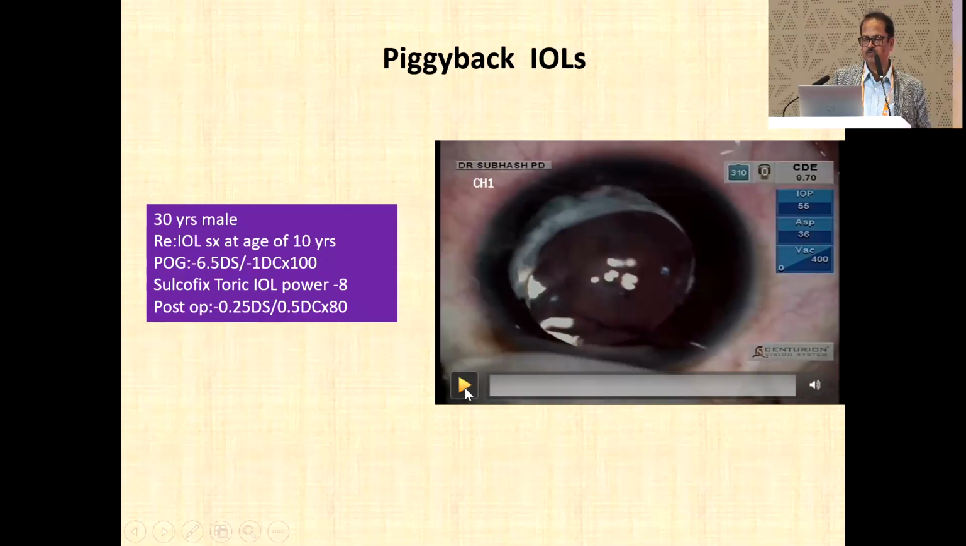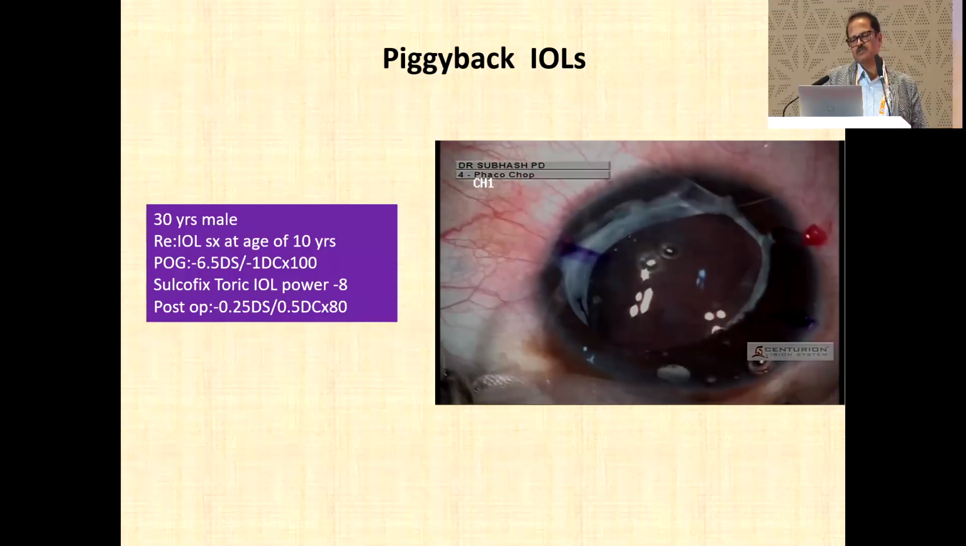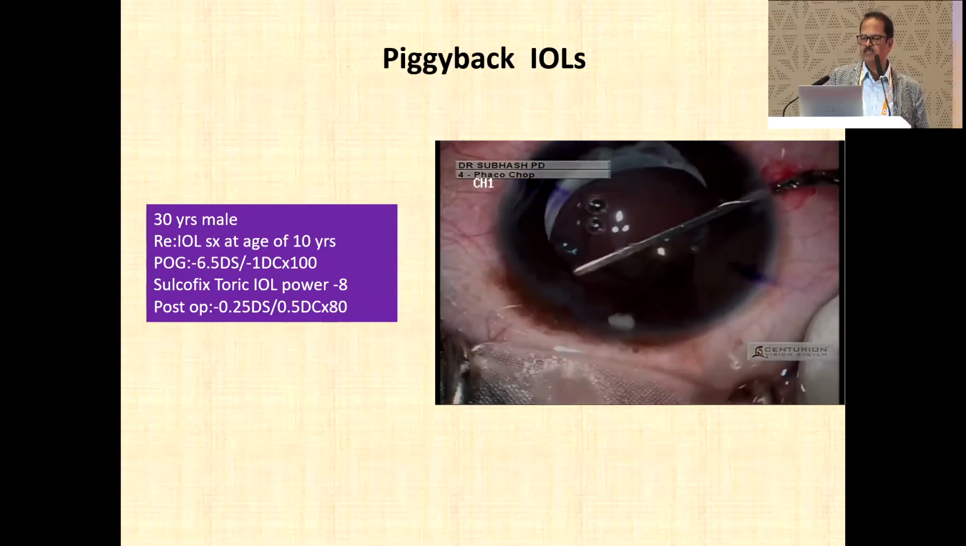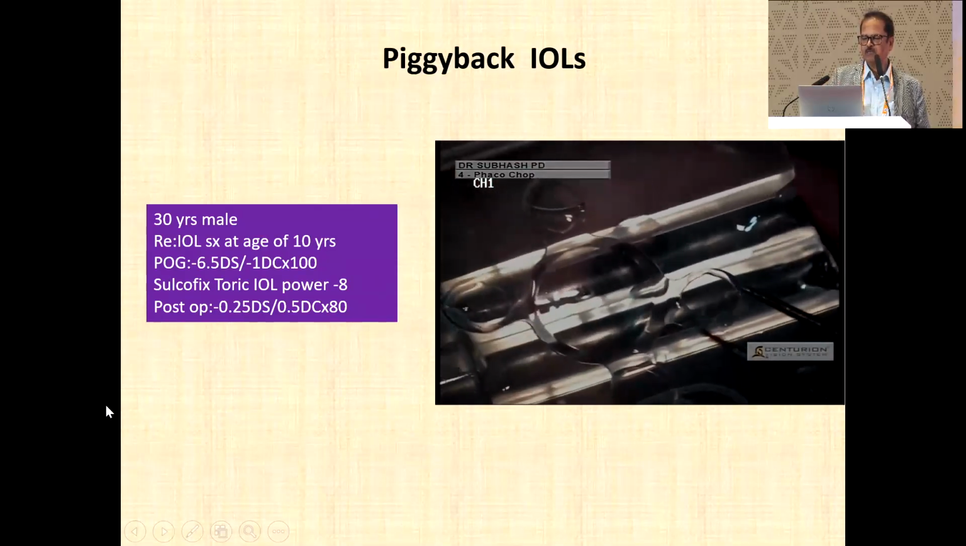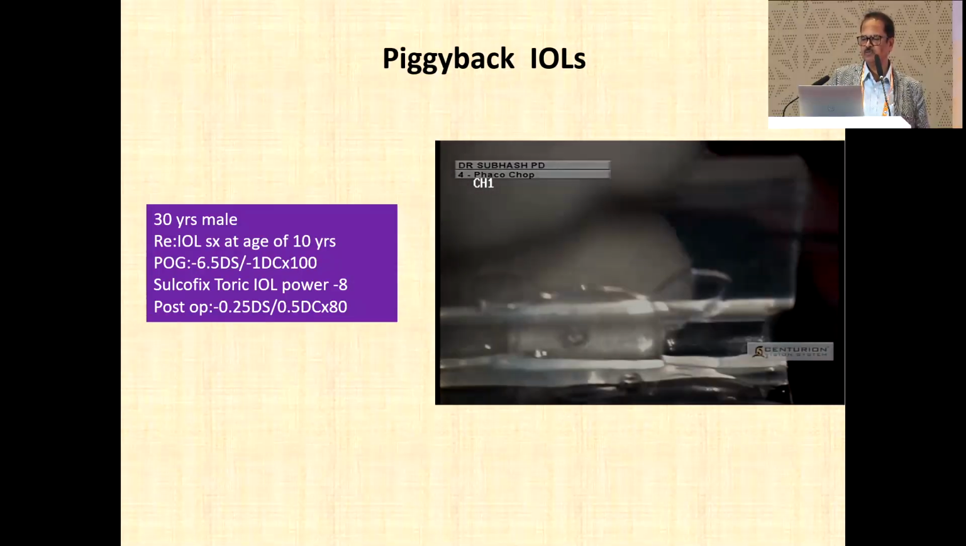This is one small video clip. This was a 30-year-old surgery. Actually, this was a case of pediatric cataract which was operated when the person was 10 years old. Then he came to me with so much refractive error. The same thing can be extrapolated to adult onset cataract surgery with refractive surprise.